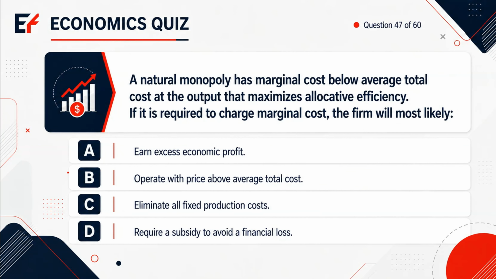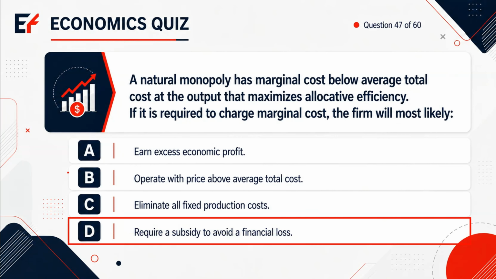Question 47. A natural monopoly has marginal cost below average total cost at the output that maximizes allocative efficiency. If it is required to charge marginal cost, the firm will most likely: A. Earn excess economic profit, B. Operate with price above average total cost, C. Eliminate all fixed production costs, D. Require a subsidy to avoid a financial loss. The correct answer is D.